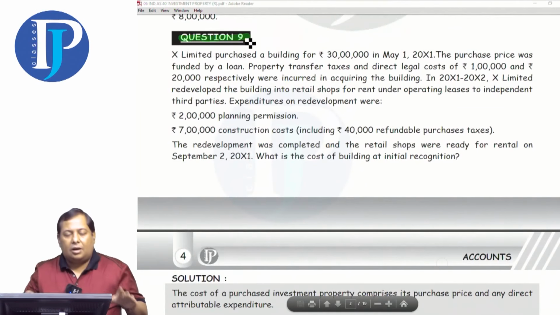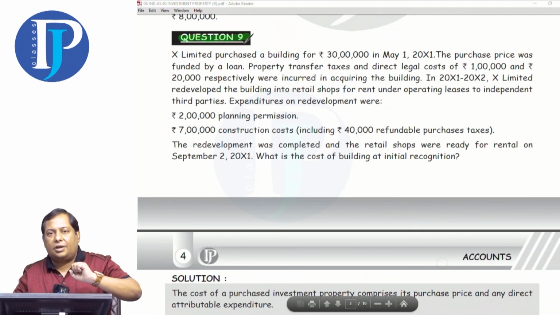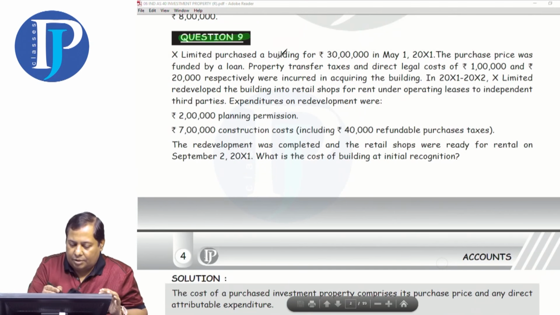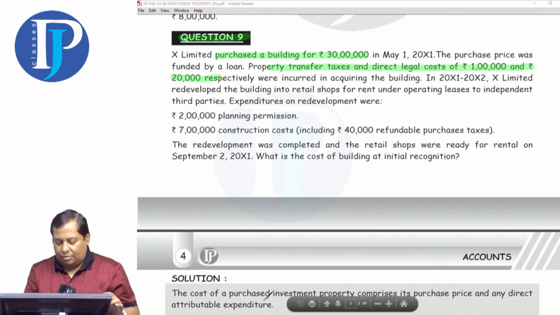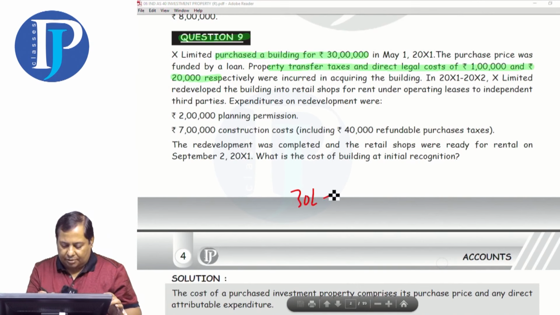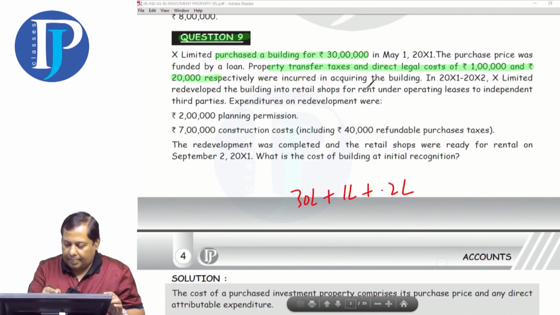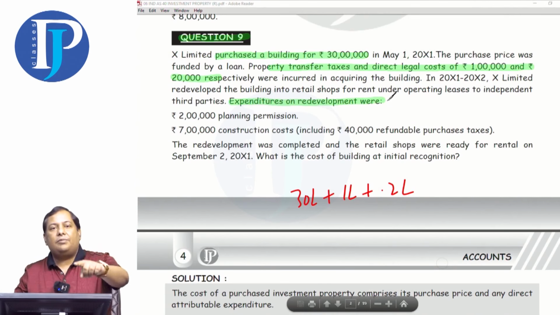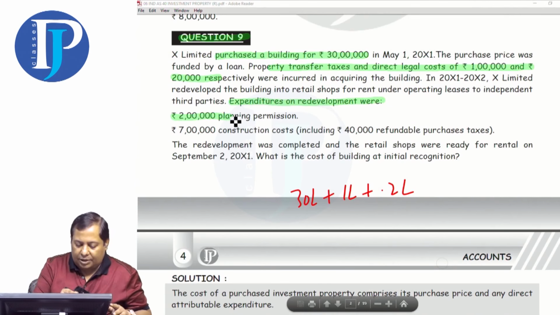In 9th, you have to make a statement and calculate the cost. I will tell you about it. Like they have purchased a building for 30 lakhs. This is expense. Any transfer taxes for the property, any legal costs, all of these will be added to it. So, 30 lakhs plus 1 lakh plus 20,000. What does it say next? They have done some redevelopment. Redevelopment means that renovation has been done. It costed 2 lakhs to take permission.